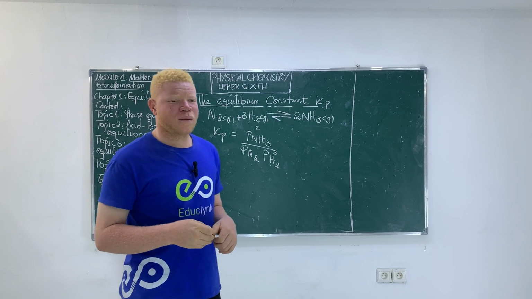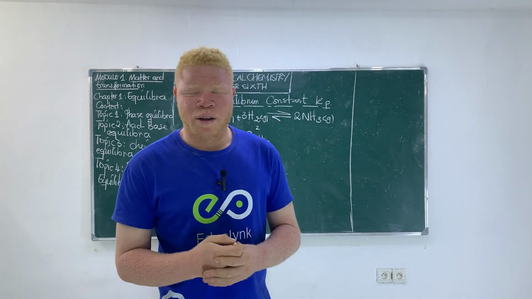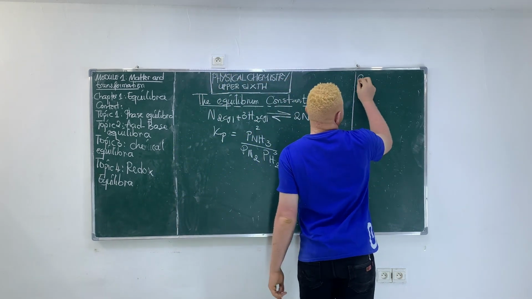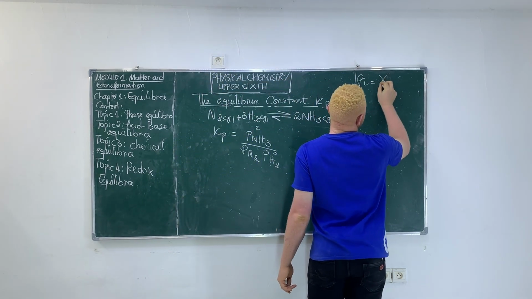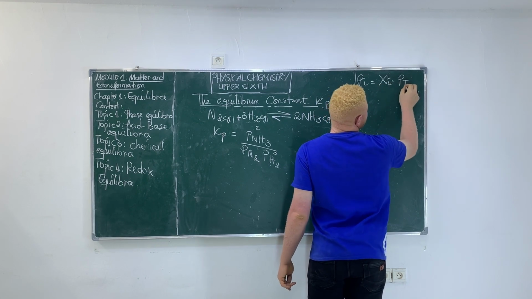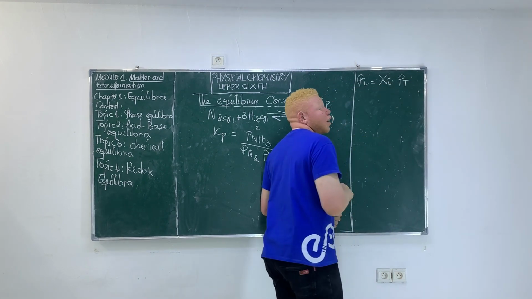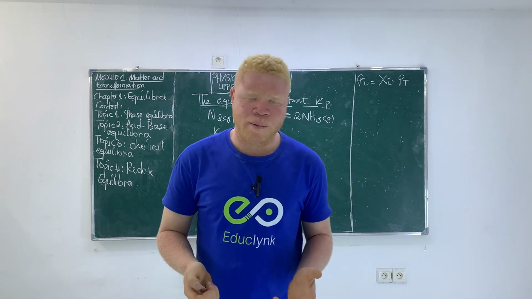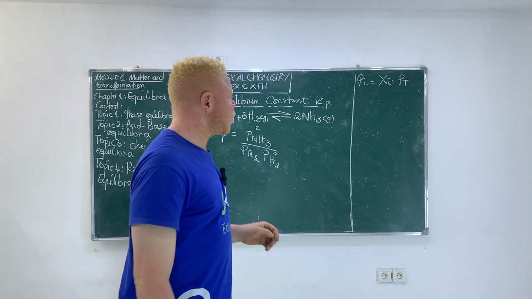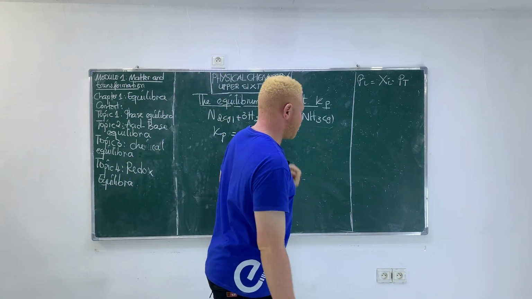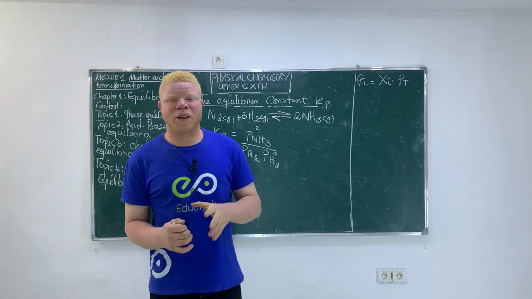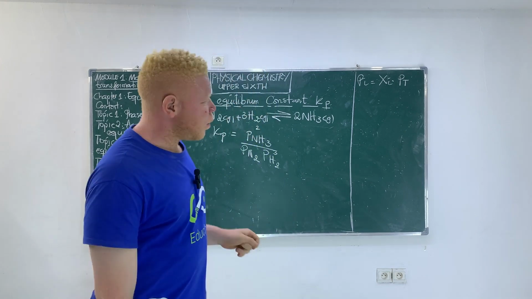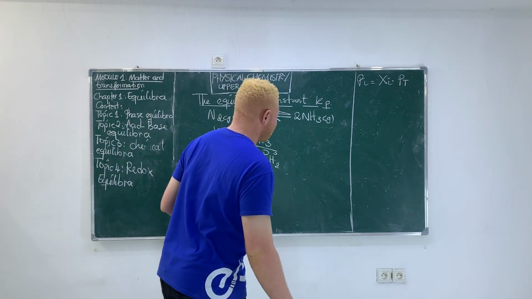But remember from our Dalton equation, we know that the partial pressure of i is equal to Xi times P total, where Xi is the mole fraction and P total is the total pressure in the system. In this case, our system consists of nitrogen, hydrogen, and ammonia. So we have to know the pressure of ammonia, the pressure of hydrogen, and the pressure of nitrogen in the system.